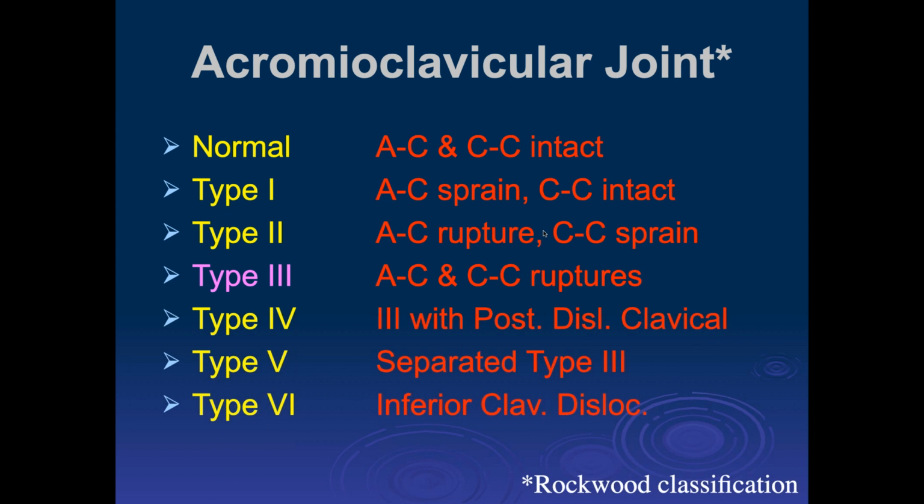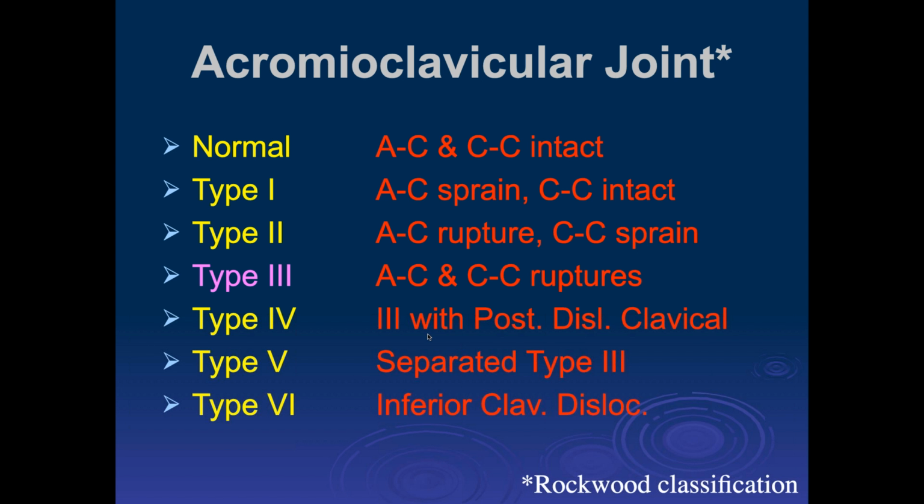One of the few classification systems which really seems to be universally used is the Rockwood classification system for AC joint injuries. You all have heard about it. Normally you have the acromioclavicular and the coracoclavicular ligaments intact. A type 1 injury, you have a sprain of the AC joint capsule, but the CC is intact. Type 2, you have a rupture of the AC capsule and the CC ligaments are sprained or partially torn. Type 3, both of these are ruptured, but you don't have significant displacement of the bone.